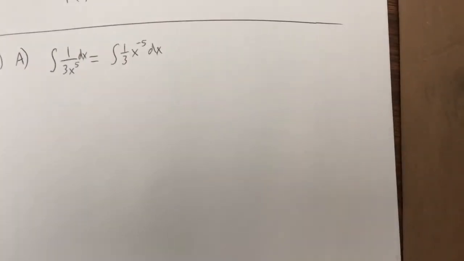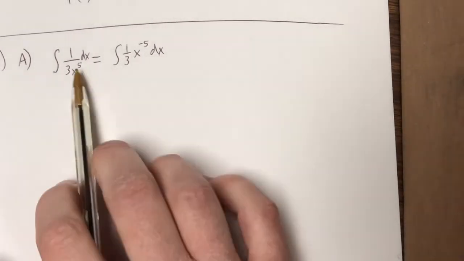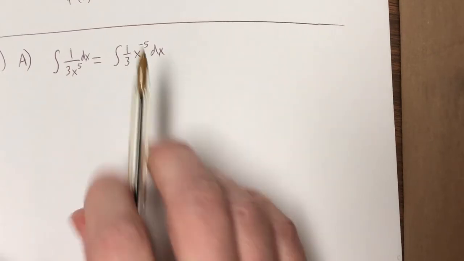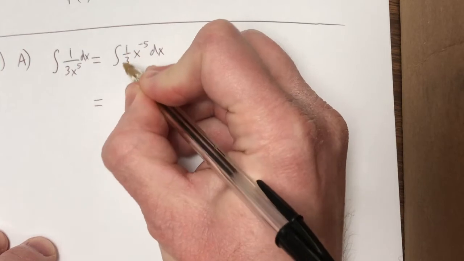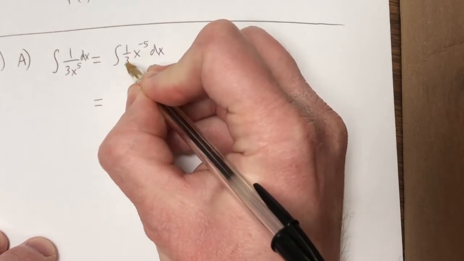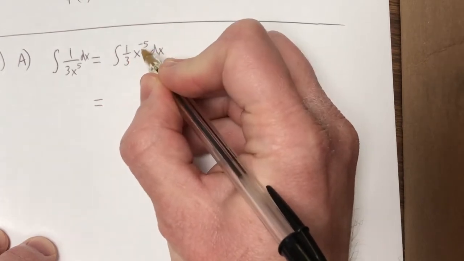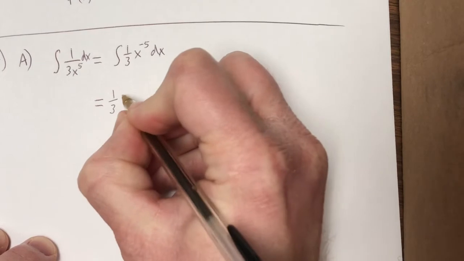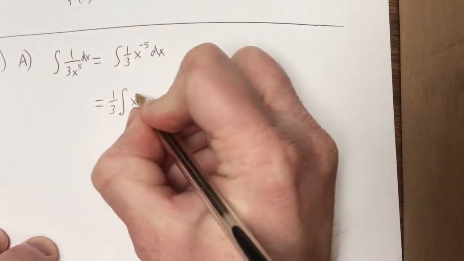So the first thing is to move that base x from the denominator position into the numerator position, making it x to the negative fifth. The next thing we're going to do is if we have any numerical coefficient here, any number in front of x, and it's just a single term here, we're allowed to move that number in front. In front of what? In front of the integral symbol. So now we have this.